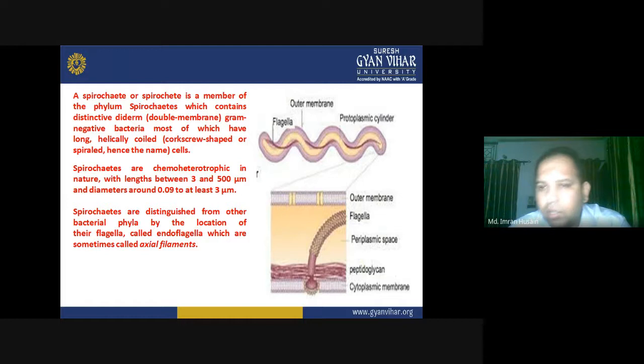And here you can see the diderm space, or the double membrane space, of the spirochete in the diagram. The outer membrane is there, and a protoplasmic cylinder is there, and flagella. You can see the location of flagella, right? In the second picture you can see the outer membrane, flagella, periplasmic space, peptidoglycan layer, and cytoplasmic membrane. So there are two layers of membranes present.